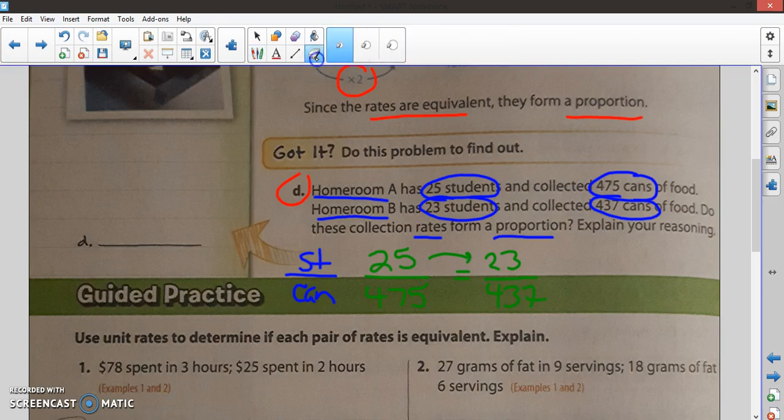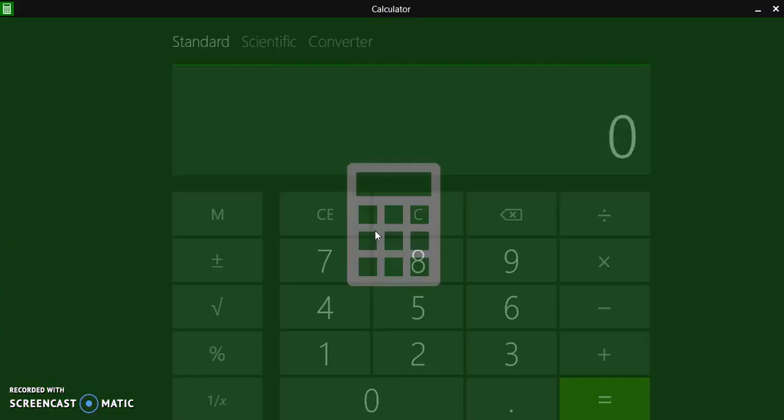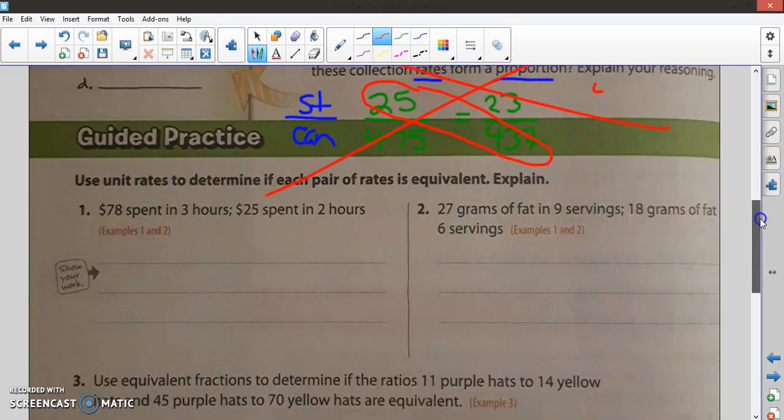Well, there is another way that they didn't teach you in the book. You guys should remember that to check if two fractions are equal, we can cross multiply also. So 437 times 25. I'm going to take out my calculator and just do it. Okay, sorry. Well, you know what? Let's just skip this one, guys. Don't even do it. Let's go to the next one.